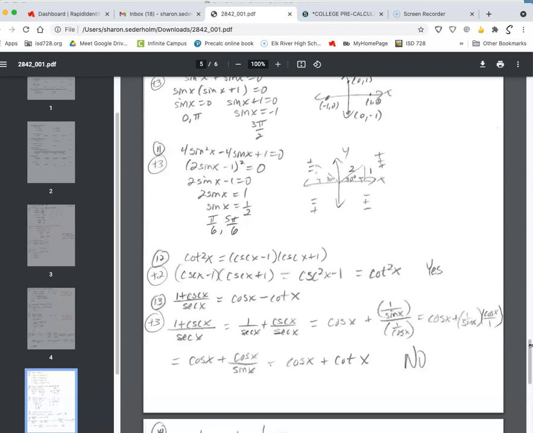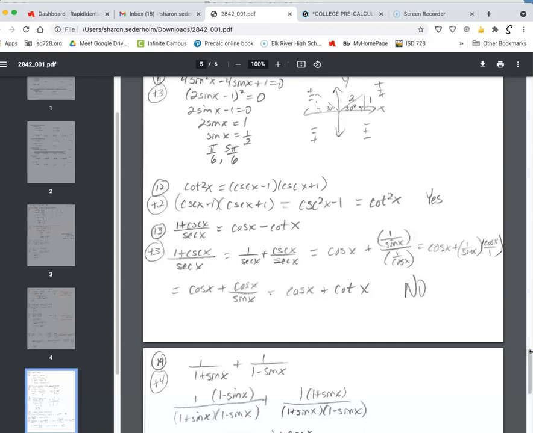Down to number 12, the directions changed to determine if the following is an identity. So obviously I had to see your math here to know that you knew what you were doing. Most people said, hey, cotangent squared x, if I use a Pythagorean identity, that'll get me, in fact, right here, cosecant squared x minus 1, and cosecant squared x minus 1 does factor to the quantity cosecant of x minus 1 times the quantity cosecant of x plus 1.